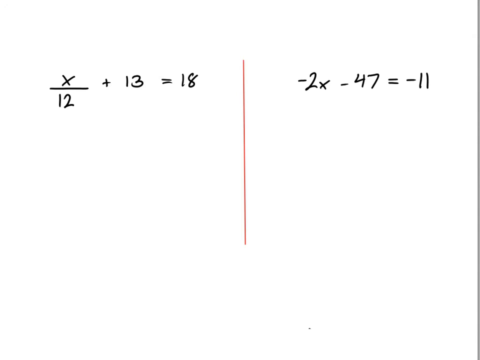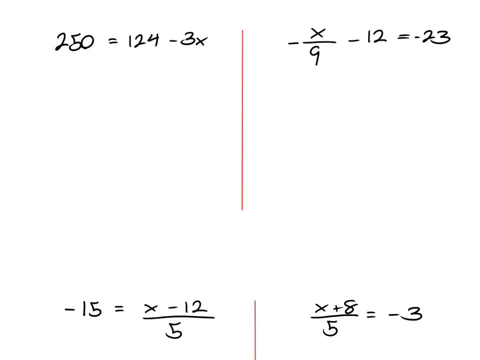Nice job. All right, so you're going to work on that one, and I do want you to check your work. I'll be looking for that when you turn this in. And this one on the right, negative 2x minus 47 is equal to negative 11. You're going to start by getting rid of this minus 2 or this minus 47? Minus 47. You determine that, and then check your work.